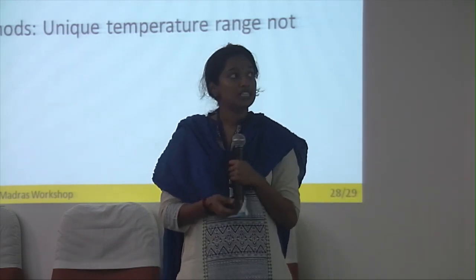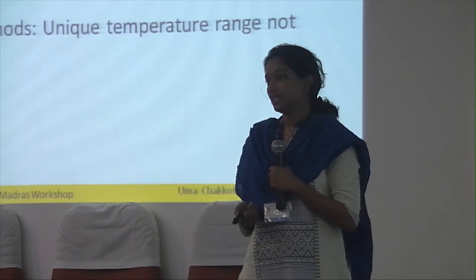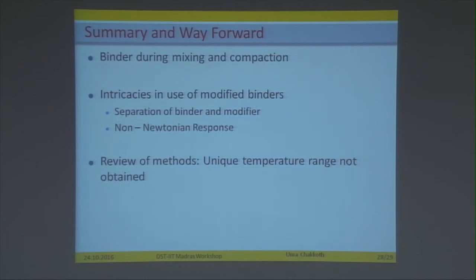As far as the methods are concerned, we discussed 4 methods for determining the mixing and compaction temperatures. When we reviewed them using the binders, we saw that there is no unique temperature range obtained, and the temperatures were all over the place. So what is the gap there? We understand that during mixing and compaction, the response of the binder changes from Newtonian to the non-Newtonian regime. So we also have to take into account the shear rate dependency of the binder.